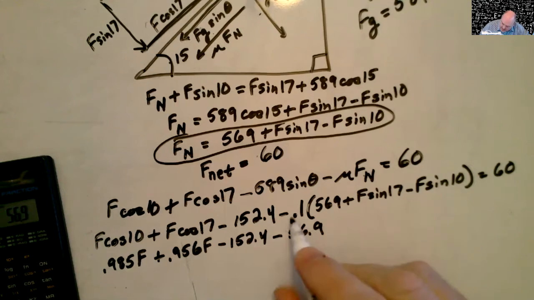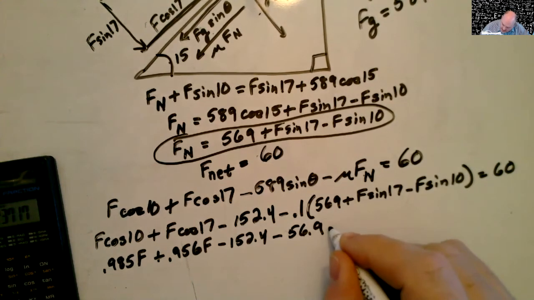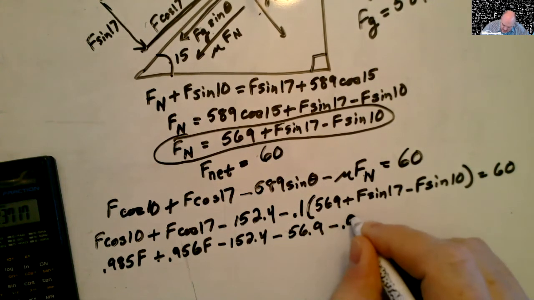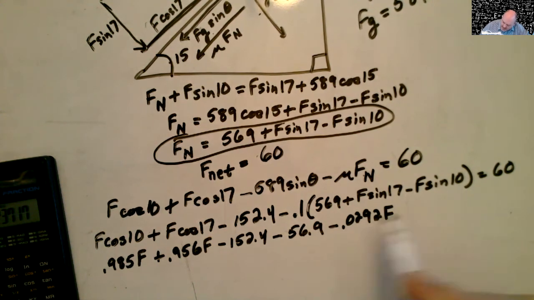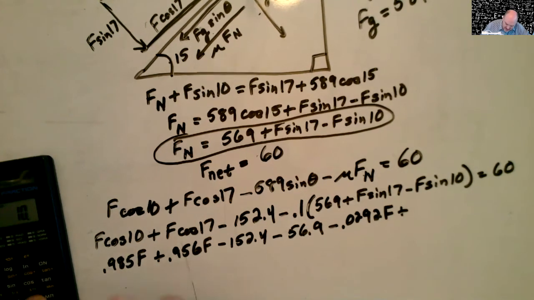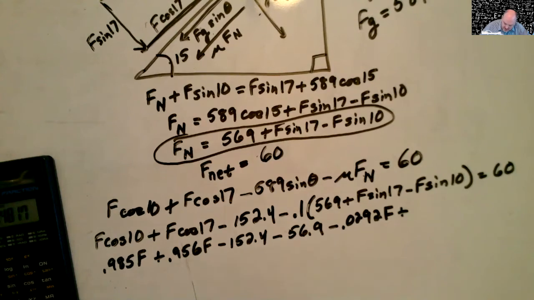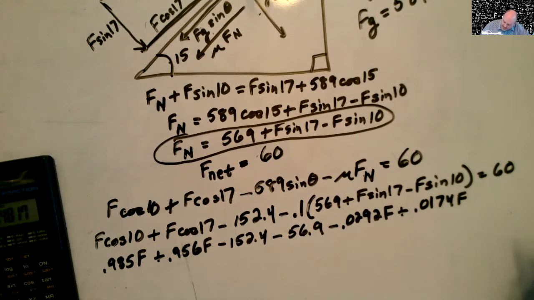So this minus 0.1 times that. I take a minus 0.1 times this. So I'm going to do 17 sine times minus 0.1, which is a minus 0.0292 F. And then I'm going to take a minus times a minus, so that's going to be a plus. So this is going to be a plus 10 sine times 0.1, which is 0.0174 F. And then that equals 60.